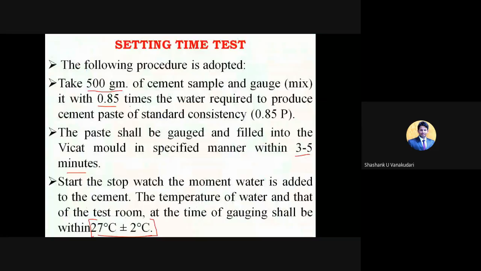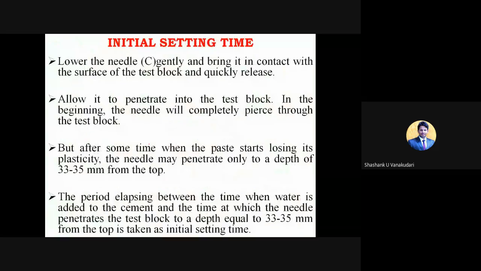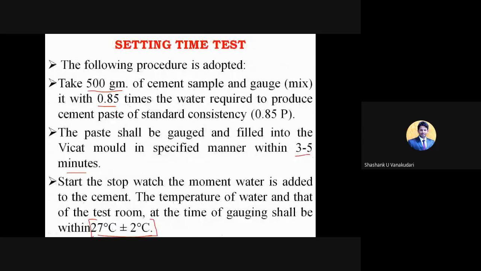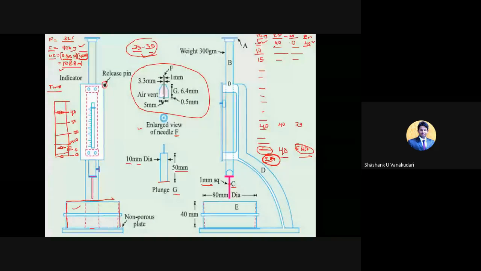Clear? And then allow it to penetrate into the test block. In the beginning, the needle will completely pass through the test block. But after some time when the paste starts losing its plasticity, clear? The needle may penetrate only to a depth of 33 to 35 mm from the top. I showed you in this, right? So this needle will penetrate, but you can note down the reading through this indicator. So this indicator initially touches the 0 point here, and then as the time goes, it comes and stands here.